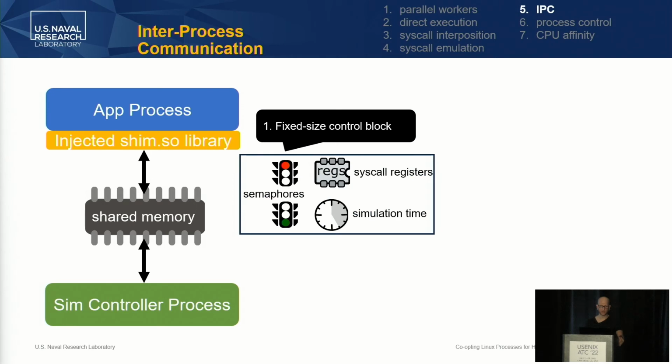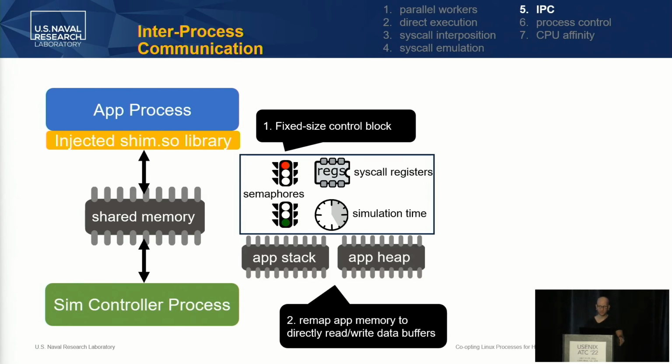And inside of shared memory, we're going to create a fixed size control block that we're going to place some state in, including semaphores, syscall registers, and the simulation time. And the other type of data that we need to transfer are buffers that are dynamically sized, such as those sent in the send call or the receive call, or reading and writing. Those buffers can exist in process memory, and they can be different sizes, and so we need to handle those.